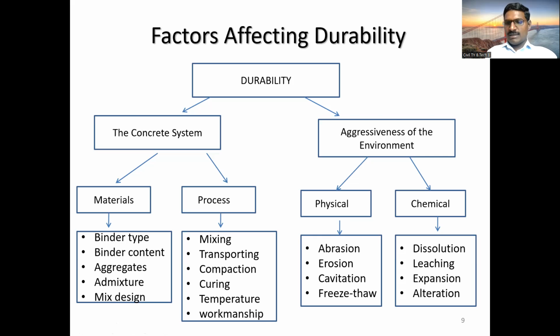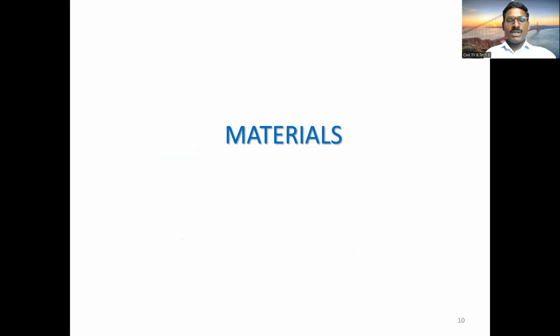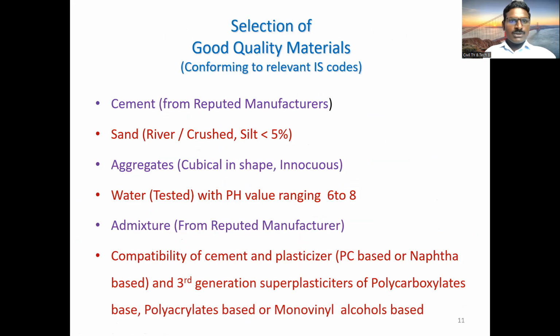So these are the factors affecting the durability of concrete. First, materials. Which type of materials are we using? We are using cement for making the concrete, sand, aggregates, water, and admixtures. These materials we are using for the manufacturing of concrete, so the selection of quality of material is very, very important.